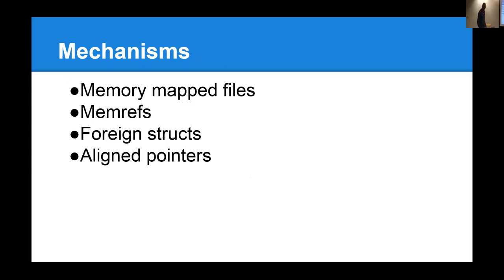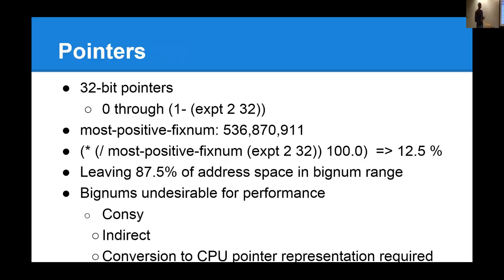And aligned pointers. This one's a little deep, so you might like it. So let's talk about a 32-bit Lisp because the numbers are smaller. If you have a 32-bit pointer, that's going to be a number between 0 and 2 to the 32 minus 1, right? Yes, okay. However, on our 32-bit Lisp, the biggest fixnum you can represent is 536 million, far less than 2 to the 32, right? So what that means, if you do the math, is that only 12% of the address space can be accessed as a fixnum. For the remaining 87%, you're going to have a bignum representing your pointer.